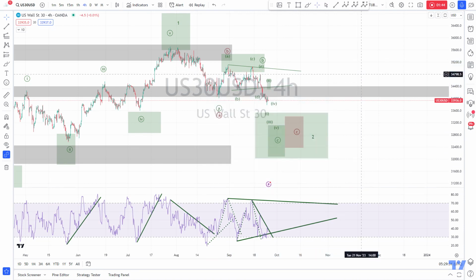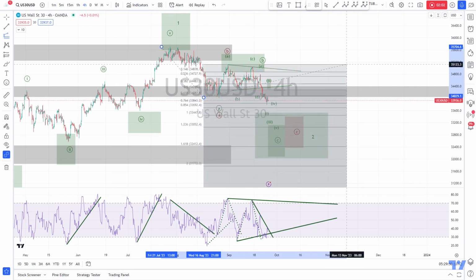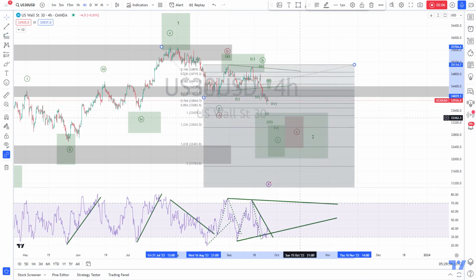Now, there's also an alternative scenario, which is the scenario that we have our wave A here, but the wave B is located here, and then the wave C target becomes, if we take the length of our wave A, the length of our wave B, the area between the 1 and the 1.618 Fib extension.